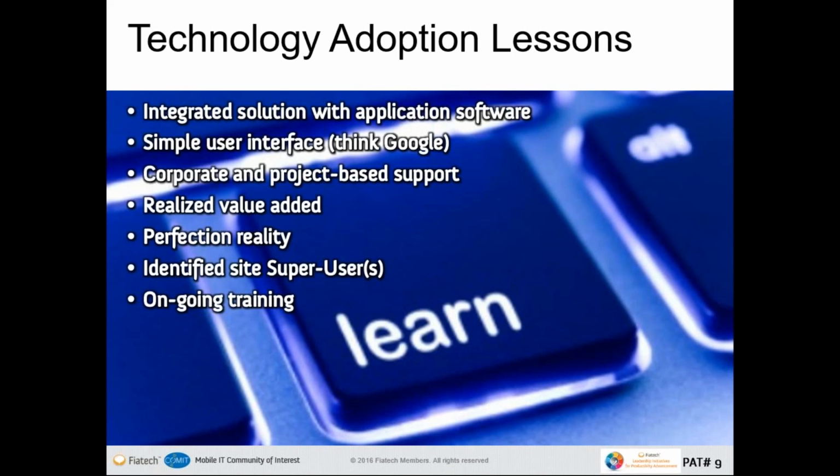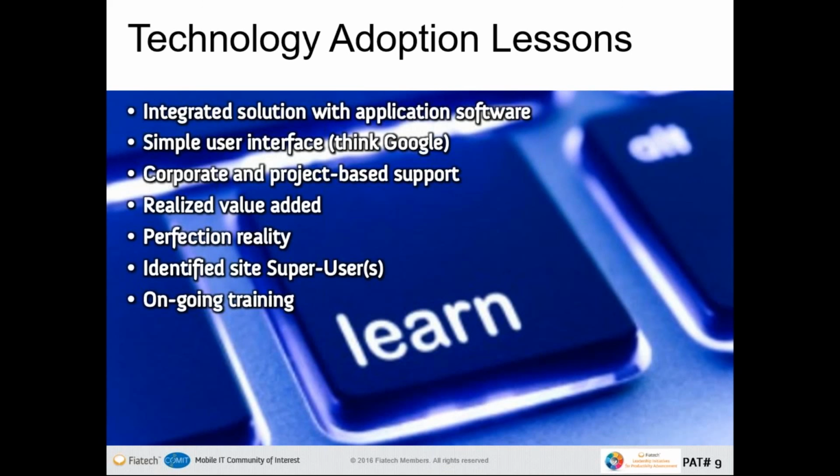The third last bullet there, perfection reality, I just want to mention: it is technology and it is evolving, and so nothing is 100% perfect. You always find a few things that may not be just right, or someone may think it should operate a little bit differently. So it's just one of the realities of technology, and I'm sure most people are aware of. But it is something you have to face at one point or another.